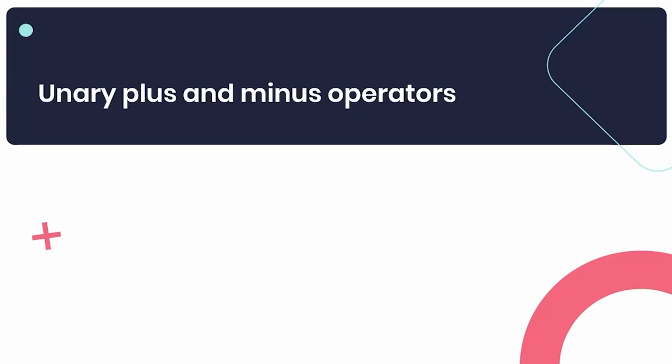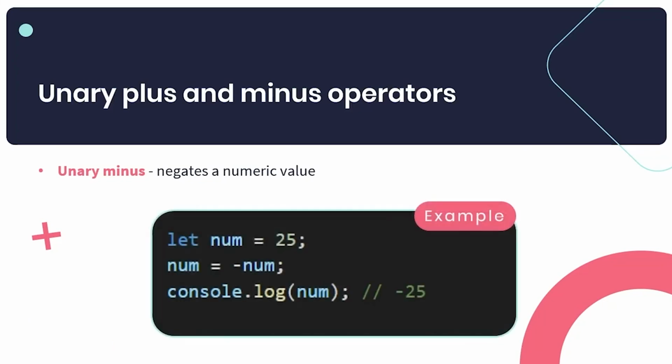Let's move on to the second type of operator, unary plus and minus operators. Unary plus is represented by a single plus sign, placed before a variable and does nothing to a numeric value. The unary minus operator's primary use is to negate a numeric value, such as converting 1 into -1. The simplest case is illustrated in this example.